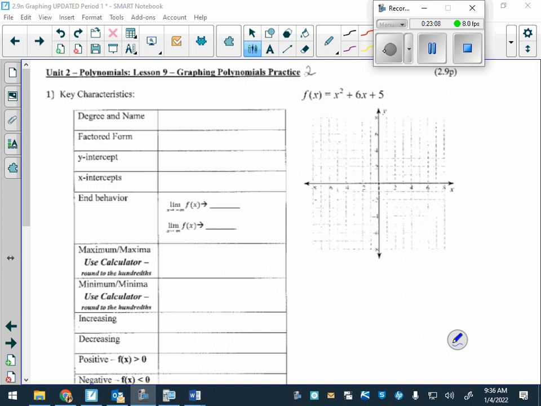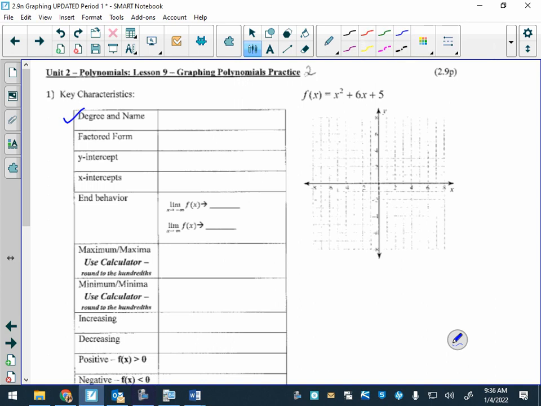Okay, so right now, what I want you to do to recap is the degree and name of that function, factored form, find the y-intercept, x-intercepts, and the end behavior. Okay, these are the 5 things I want you to do right now. Okay, because you know how to do those already, based off of x squared plus 6x plus 5. All right, go ahead.